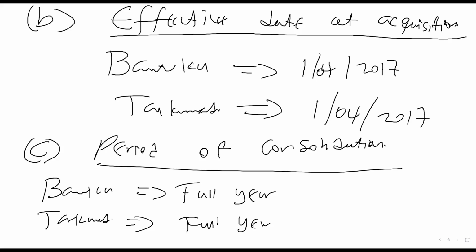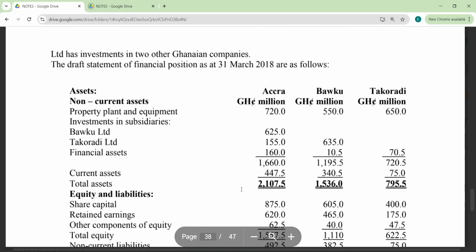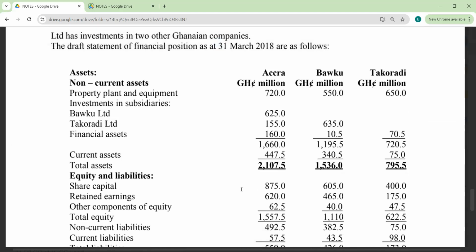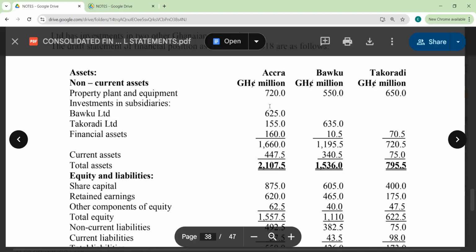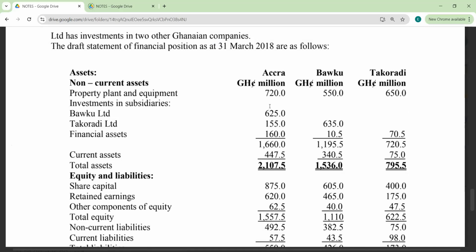All right, so that is that. Now let's go straight. Now that we've established that we control both subsidiaries, we have to go straight and do your consolidation. So everybody go to the top. Start adding them: parent plus all the subsidiaries. That's the first thing you have to do.